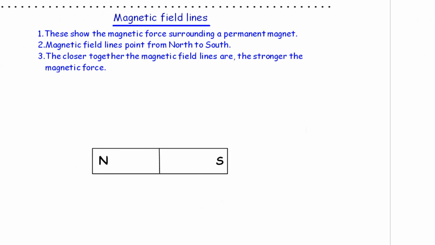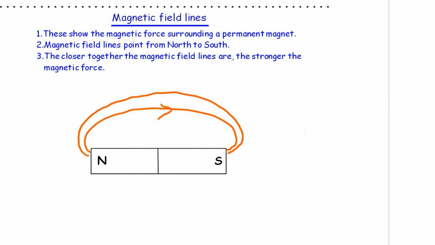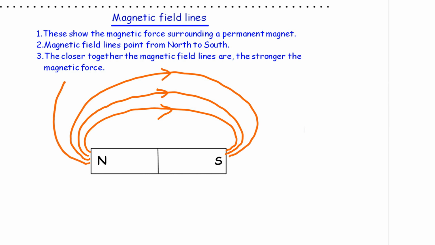And what you should find is magnetic field lines travel from north to south, and the further away you move away from the magnet, the further the magnetic field lines are away from each other, indicating that the magnetic forces are weakening. There's one side of the magnet. You can obviously do it on the other side as well.